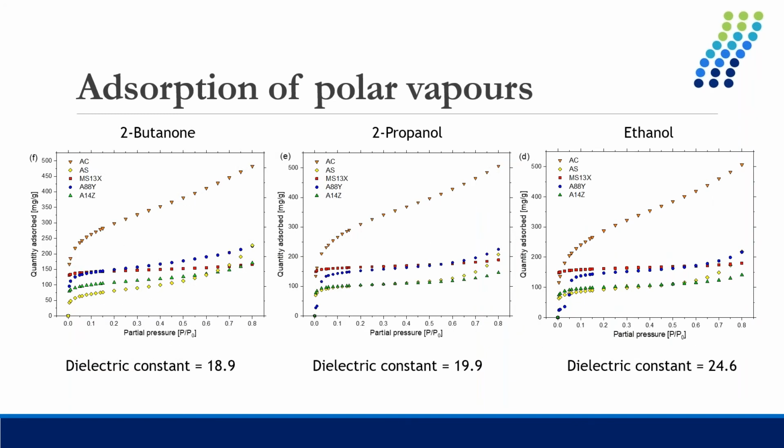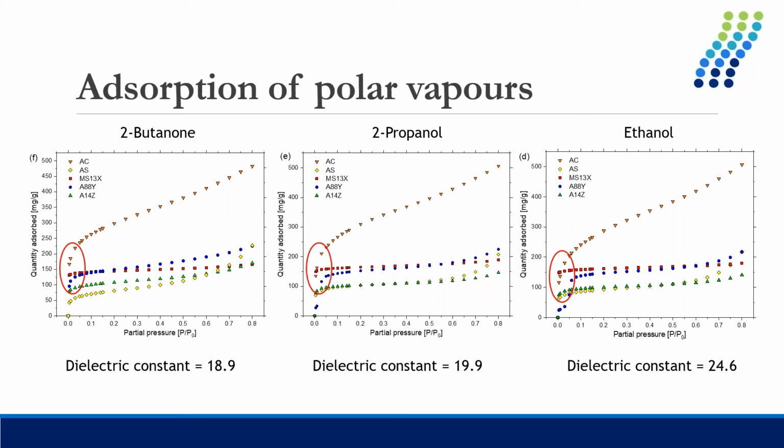With polar vapors, we begin to see some more interesting results. If we look at the orange plot, which is activated charcoal, we can see that as we move to more and more polar species, essentially the gradients of the isotherm become less and less steep. So it's absorbing less of the compound as polarity increases.